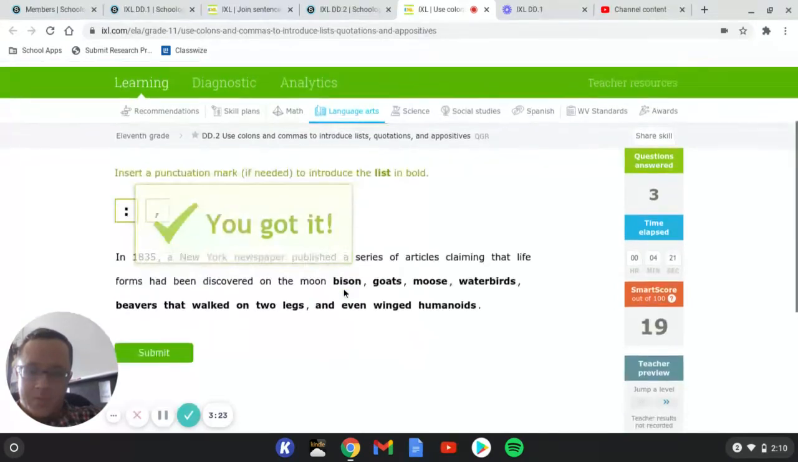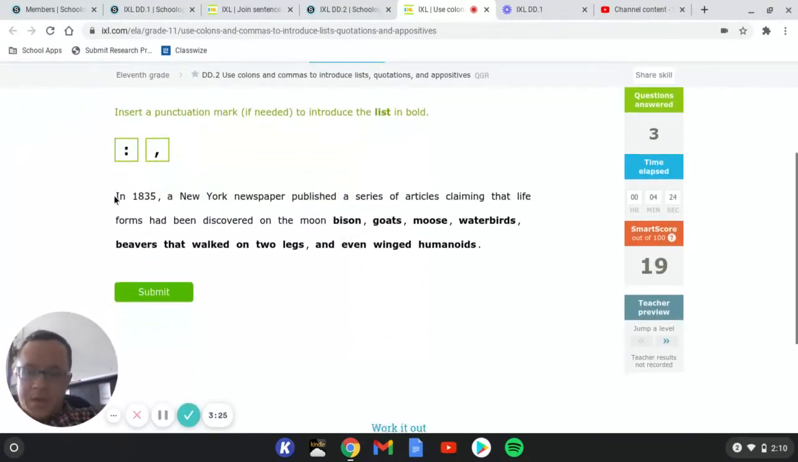In 1835, a New York newspaper published a series of articles claiming that life forms had been discovered on the moon: bison, goats, moose, water birds, beavers that walked on two legs, and even winged humanoids. So they're introducing a list here, and what comes before that list is a complete sentence. So it would be a colon.